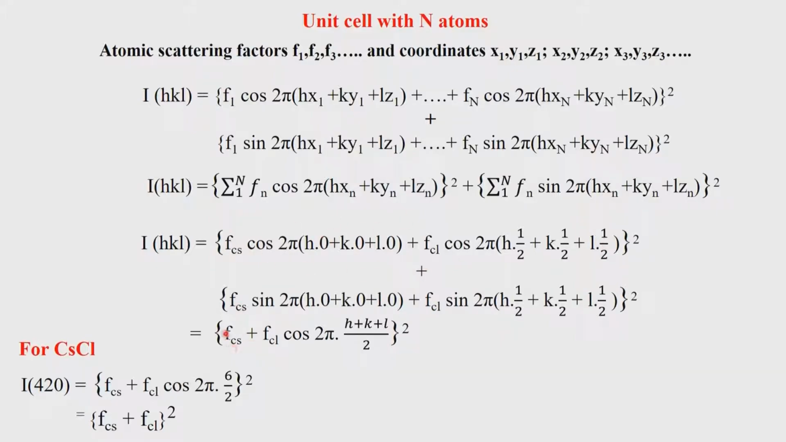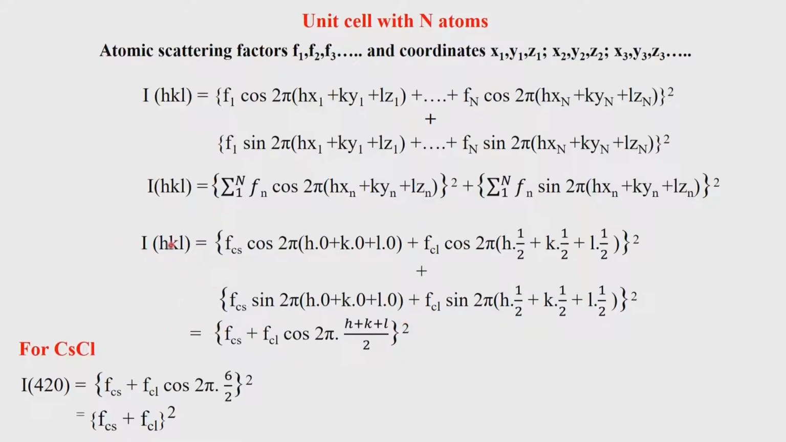For example, f of Cs, since it is at 0, 0, 0, there is no phase change. So, f of Cs remains as such. So, f of Cl now gets modified with this change in the phase, and the change in the phase happens to be cosine 2 pi (h plus k plus l) divided by 2, whole square. So, this is a general expression for deriving the intensity in the case of cesium chloride.